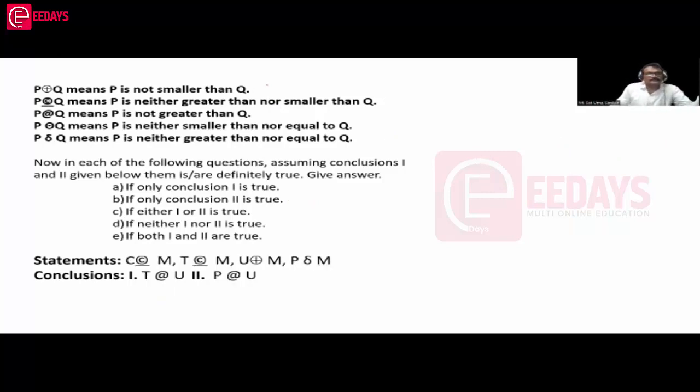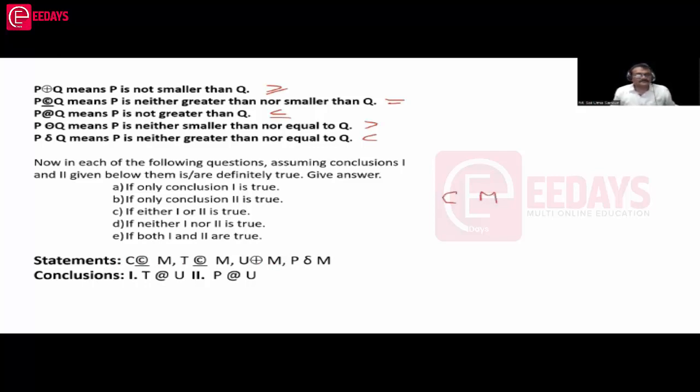Not smaller than, which is greater than or equal; neither greater than nor smaller than, that is equal; not greater than, less than or equal to; next is neither smaller than nor equal, which is greater than; and which is the less than. Now, the relation between C and M, that is C is equal to M.